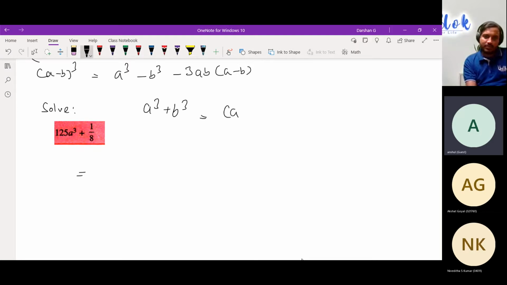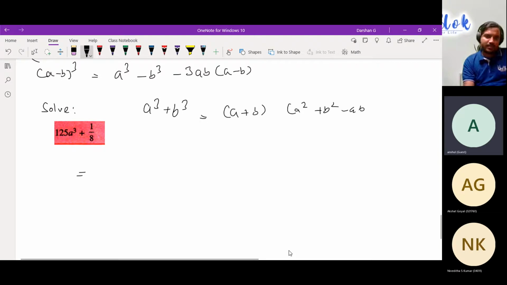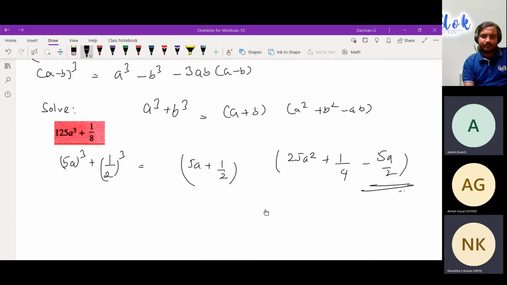Use the formula, right? So a plus b into a square plus b square minus ab. So if I use that, always remember to write in the form of this so that it becomes easy. So it is 5a plus half into 25a square plus 1 by 4 minus 5a by 2. Yes, sir. Okay.